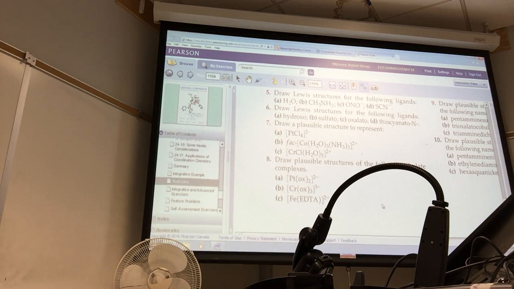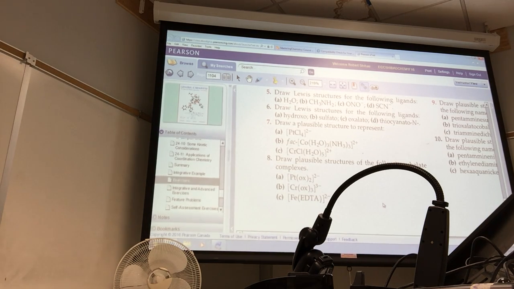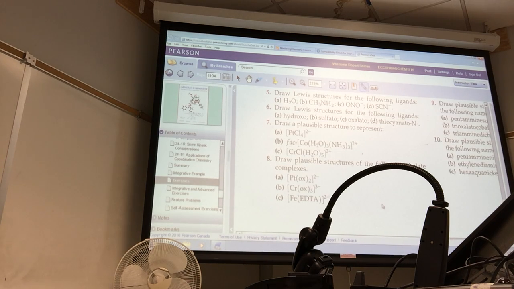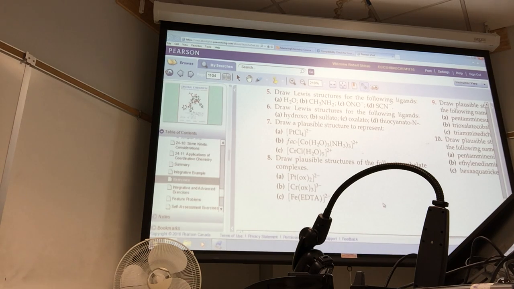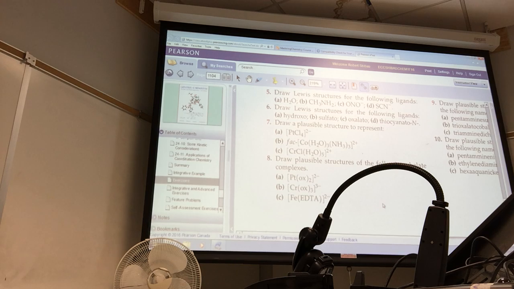Your book does something funny. The way they draw complexes, I don't necessarily like, because when we have a line representing a bond, how many electrons does it represent? 2. And then your book retains the lone pair. So it's weird to have a lone pair and a line.